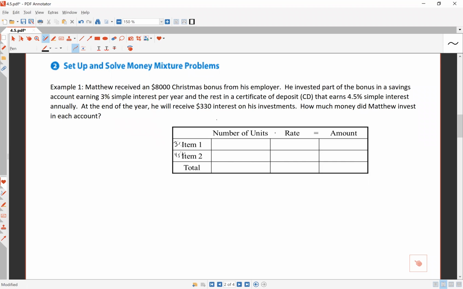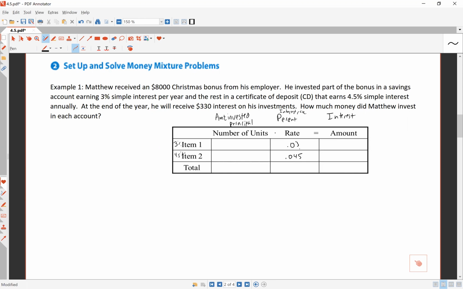The number of units in this case is the amount of money invested. The word we use for that is principal. The rate in this case is the interest rate or the percent. The amount that we're getting off of this is the interest earned. And so we know that the rate at 3% is 0.03 and at 4.5% is 0.045.